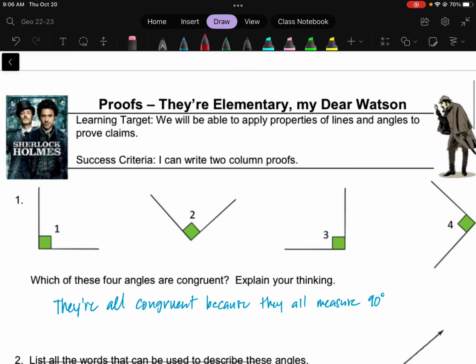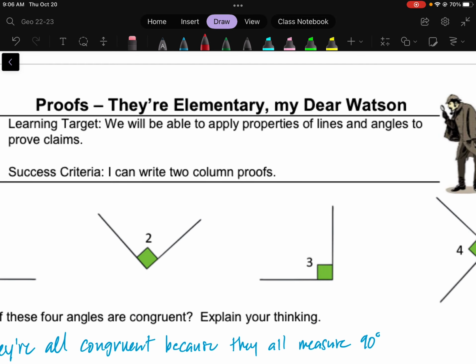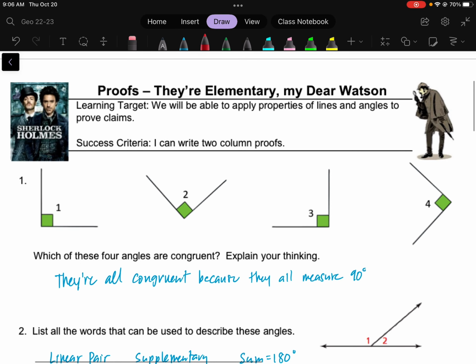All right. So first, our learning target. We want to apply properties of lines and angles to prove claims. Right? So the rest of Unit 3 is all about logic and reasoning, and eventually we want to be able to write what's called a 2-column proof. We're not at the point yet where we can write a 2-column proof from scratch, but we're going to be filling in gaps of some proofs that have already been written.